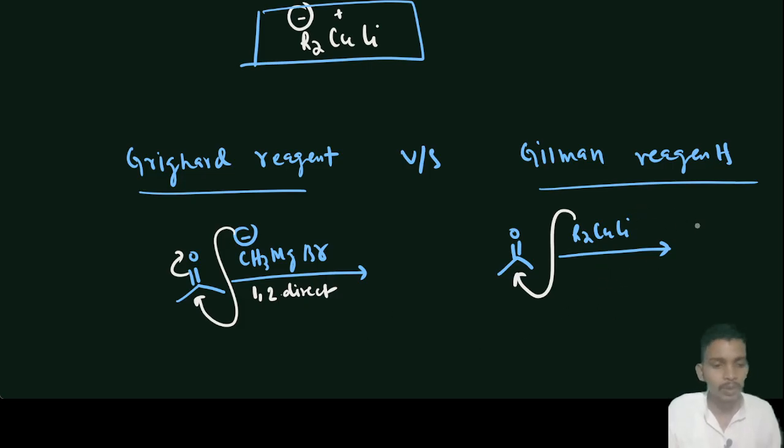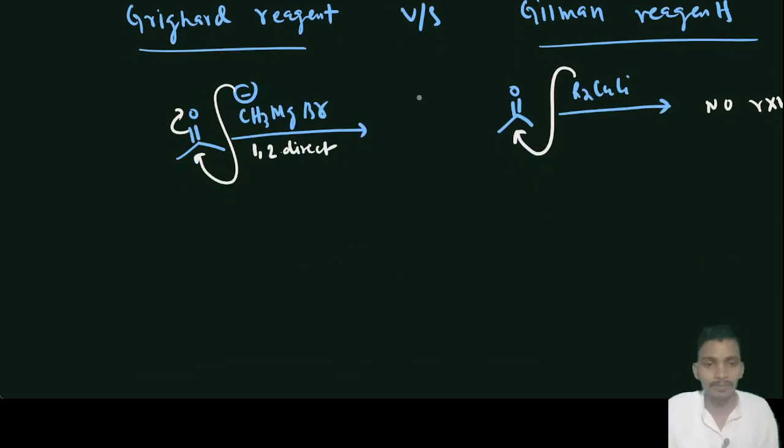It means that we will get no reaction. It gives an interesting comparison between Grignard reagents and Gilman reagents, where the Grignard reagent will attack the carbonyl group, but the Gilman reagent will not attack this carbonyl group. Then where will it attack? If you change it a little bit, then the Gilman reagent will attack.